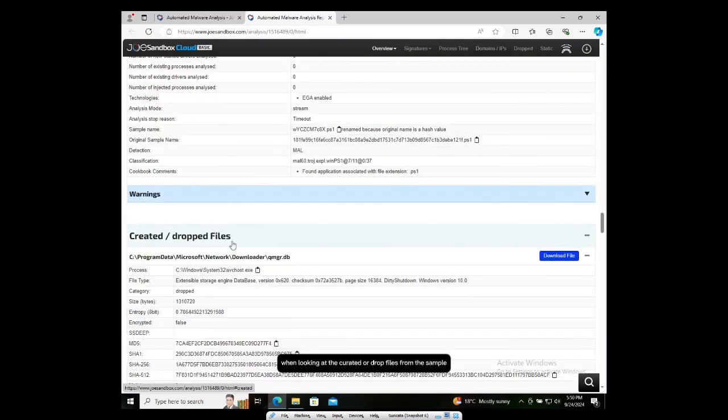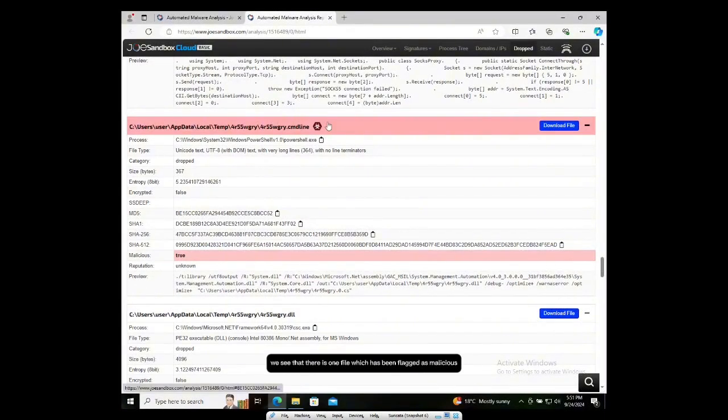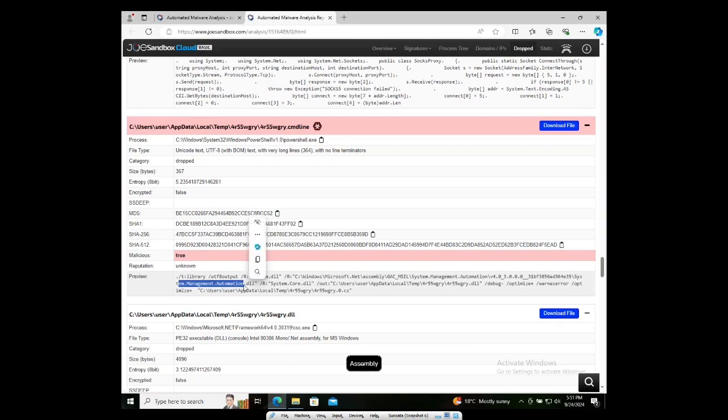When looking at the created or dropped files from the sample, we see that there is one file which has been flagged as malicious. A breakdown of this file shows that we're dealing with a command that compiles a C# file into a DLL. This specific command references the System Management Automation assembly, which is used for creating scripts and command line utilities in PowerShell. With JoeSandbox strongly believing that this DLL is part of the keylogger, it can be designed to capture keystrokes and potentially log them for malicious purposes.